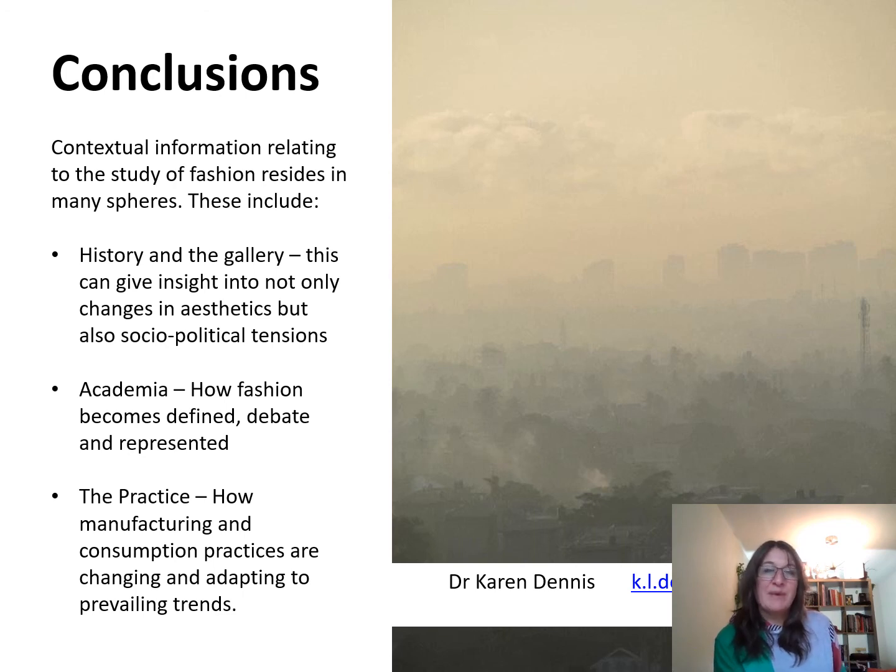It's about this academic study of fashion, how that becomes defined, debated and represented, and being aware of those debates, because that's what I want to see you developing: this critical voice and this critical angle. And with something like retail, it is very much about the practice. It's how does it work, looking at and considering how manufacturing and consumption practices are changing, and how you can do your best to adapt to prevailing trends, but also bring new trends into being.